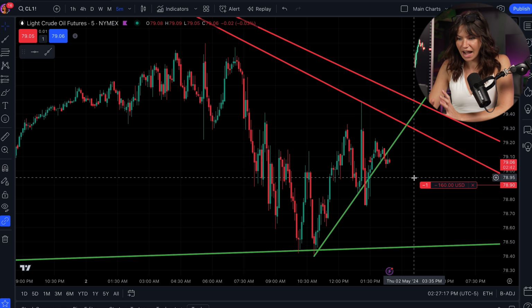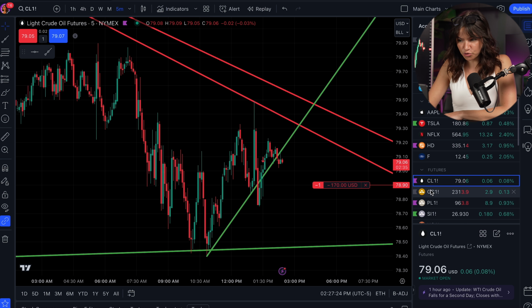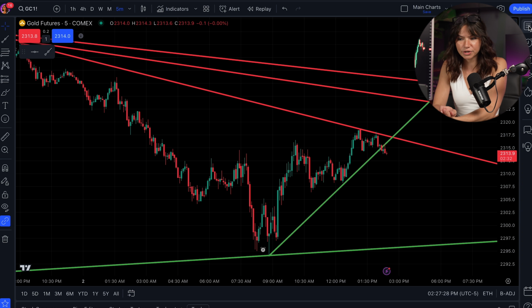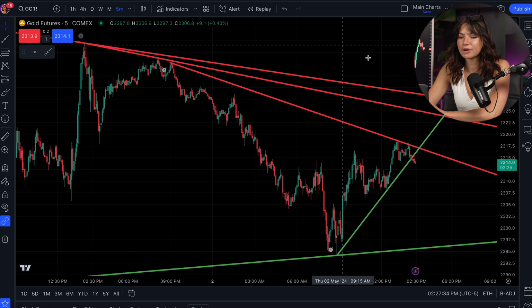I'm in a trade here where I could have had 3 touch points. I didn't, and I still got into the trade. But now let's go into another instrument. So that was crude oil. Let's take a look at gold. All right, we're in gold on also a 5-minute time frame. Let's zoom out a little bit and talk about each one of these trend lines.